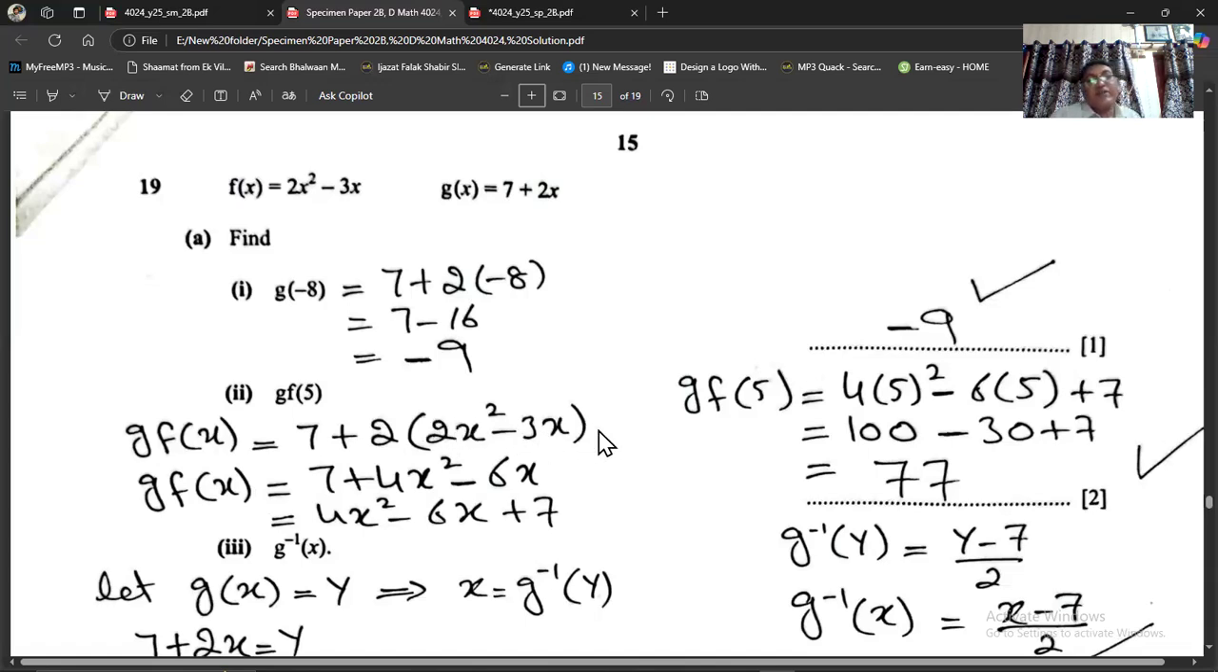2x square minus 3x, bracket close. 7 plus 4x square minus 6x. 4x square minus 6x plus 7. So this is gf of x. They want me to find out gf of 5. So wherever there is x, I will substitute it with the 5.